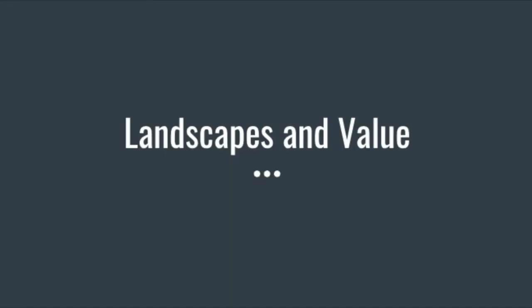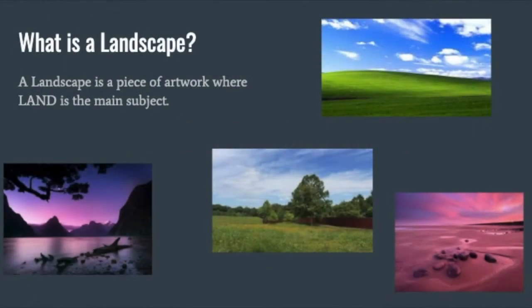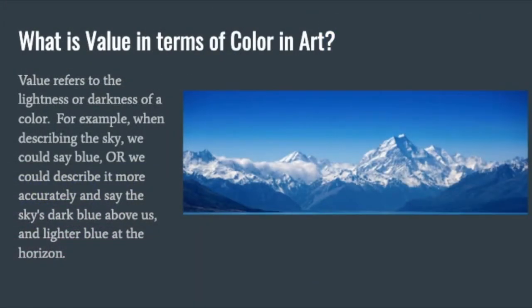Landscapes and value. What is a landscape? A landscape is a piece of artwork where land is the main subject. What is value in terms of color and art? Value refers to the lightness or the darkness of a color. For example, when describing the sky, we could say blue, or we could describe it more accurately and say the sky's dark blue above us and fades to a lighter blue at the horizon.